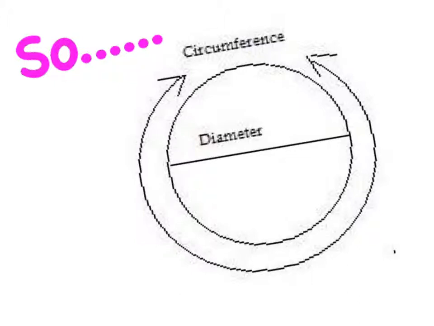If we're given diameter and we're asked to find circumference, we can use a shorter one, and that would be simply pi times d.